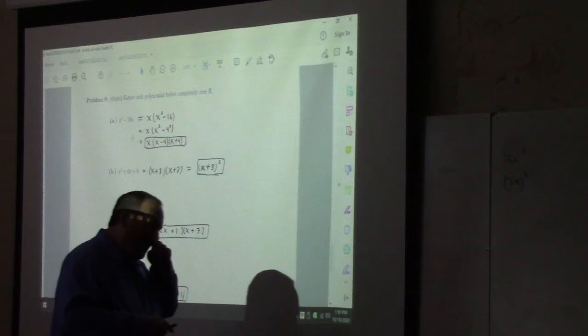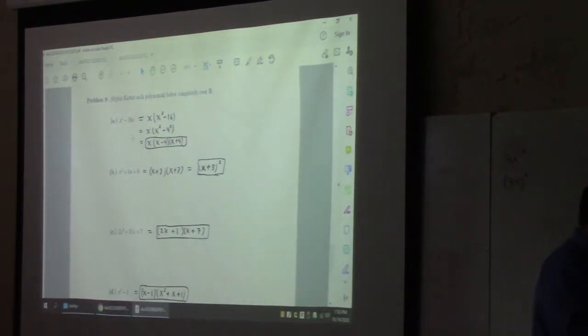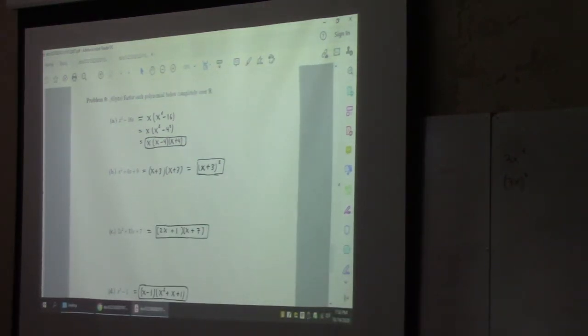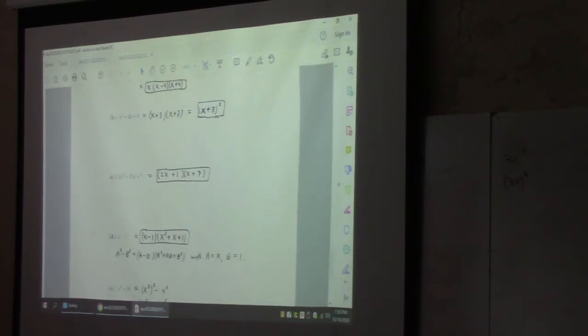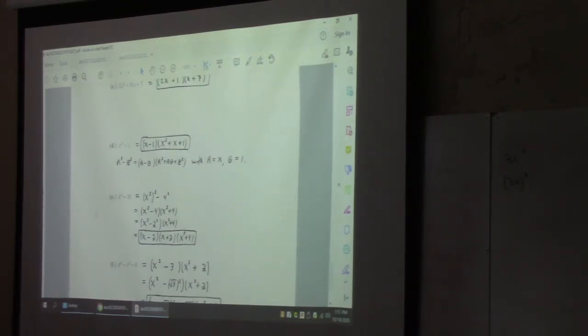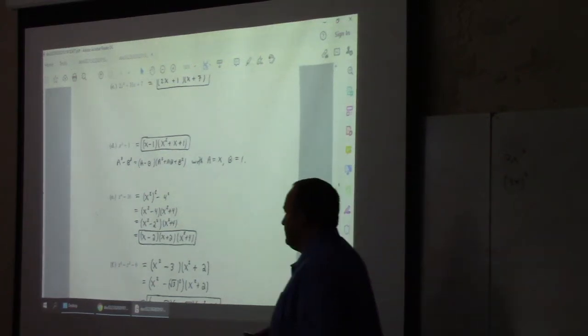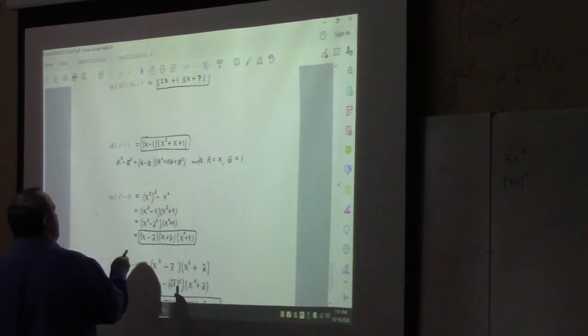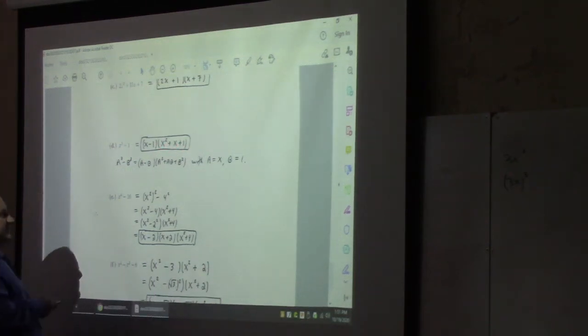Part D. I think people kind of guessed on Part D, and sometimes you guessed wrong. If you at least had the x minus 1, I think I gave you half credit. And some people had x squared plus 1 over here, but that's not right. It's x squared plus x plus 1.